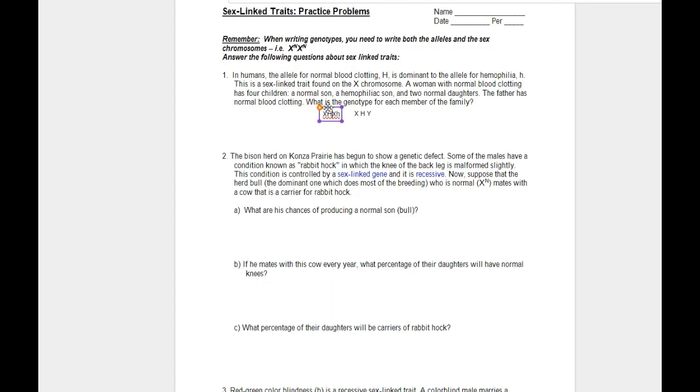Which means the first child, a boy, is normal, so he has to have an X with a big H, and a Y. The second child has hemophilia, so he has an X with a small h and a Y. Now we have 2 normal daughters, which means I can have an X with an H and another X, and I'm going to put a dash.